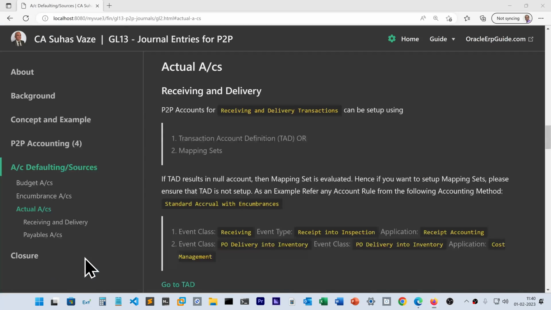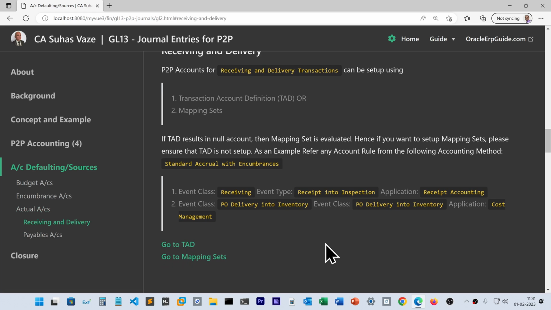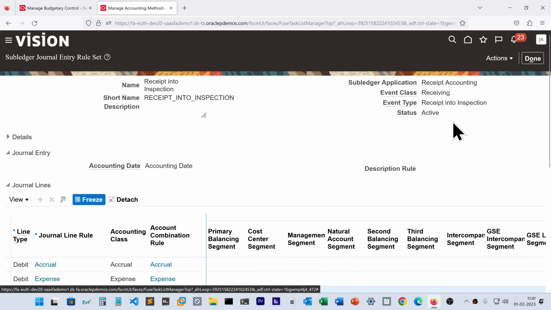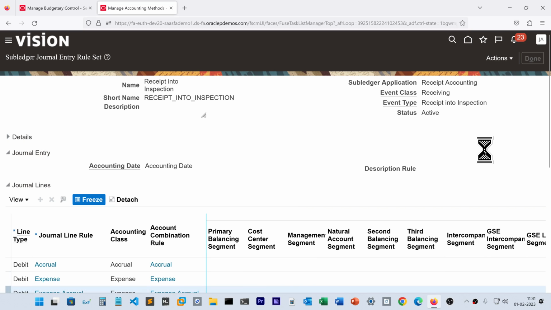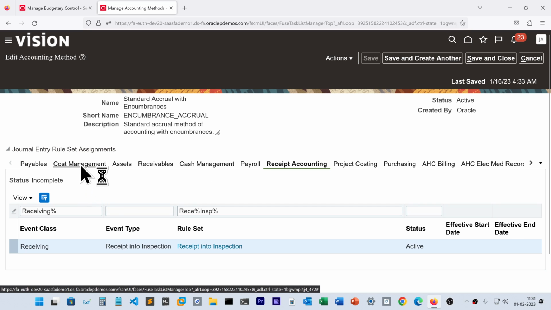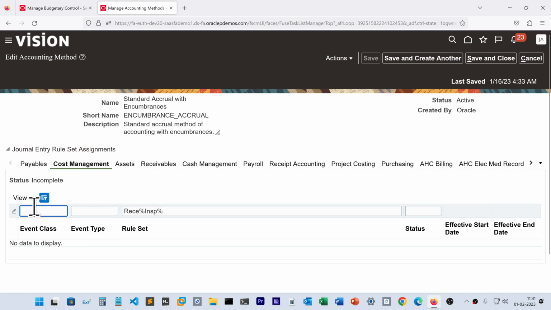Going back to the guide, we have seen how this receiving event class and receipt into inspection have the account combination rules defined, and we can also see the same for another event class which is in the cost management application. So let us go to the instance, click done. And we'll click done here as well. So it goes back to our standard accrual with encumbrances accounting method. Go to cost management, and this part we have to remove now.